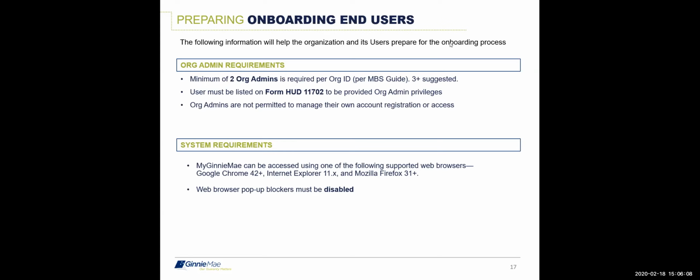A few things about system requirements. MyGinnieMae can be accessed using Google Chrome, Internet Explorer, or Mozilla Firefox. A couple notes here. We will note that MyGinnieMae does seem to work more efficiently and with fewer errors in Google Chrome. However, our legacy systems, GMAP 1.0 and GinnieNet, have had some problems with certain boxes popping up in Chrome, so they do like Internet Explorer a little bit better. As we continue to modernize our systems, you'll see fewer and fewer of these issues.